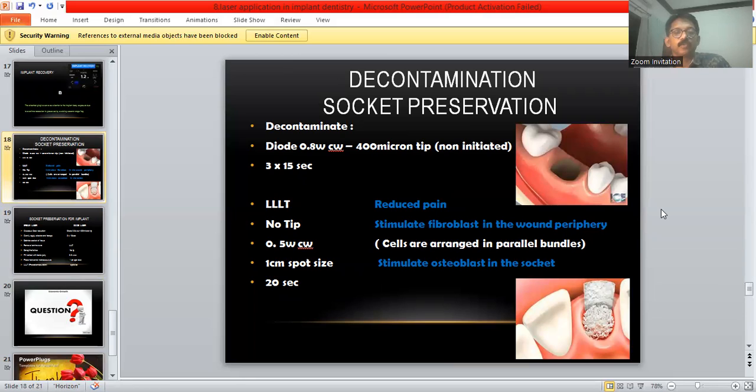After that, you can do low-level laser therapy to reduce post-operative pain as well as post-operative swelling. In that situation, you should not use any tip. The advantages of using LLLT are reduced pain and post-operative swelling, as well as stimulation of fibroblasts in the wound periphery. It also stimulates osteoblasts in the socket. So it will lead to better healing, faster healing, and uneventful healing.